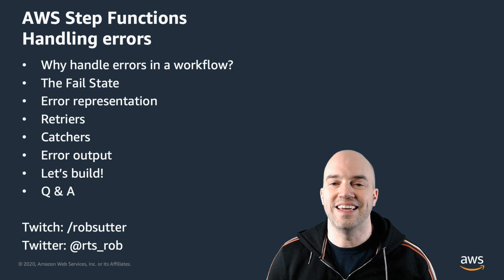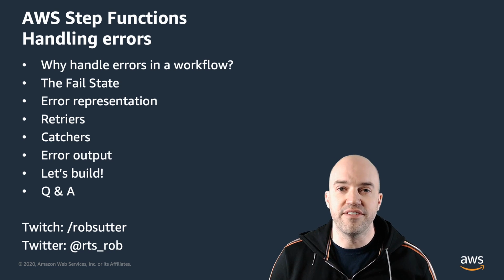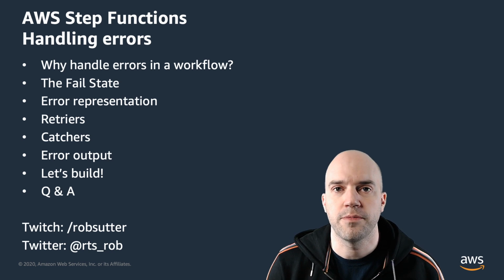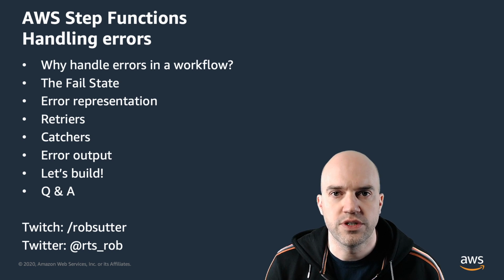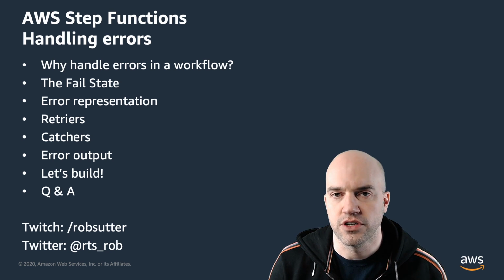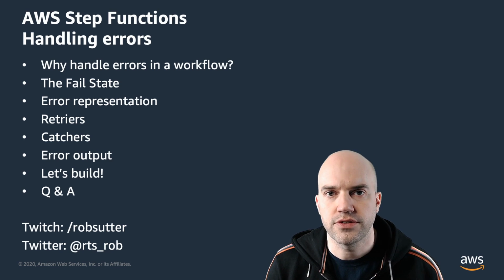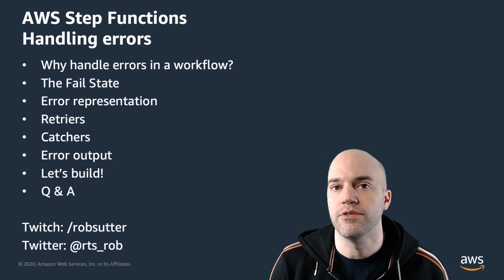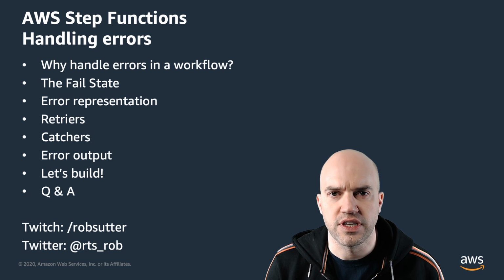Why do we handle errors inside the workflow and not inside our tasks? We're going to talk about that. We're going to talk about the Fail state in the Amazon States Language, or in your Step Functions workflows. We're going to talk about how errors are represented and show some examples of those. We'll talk about retriers, which are the built-in Step Functions concept of re-executing tasks on failure. Well, you have to define them, but they're built in. We'll talk about catchers, which are similarly how you catch errors that occur if you want to do something other than retry.